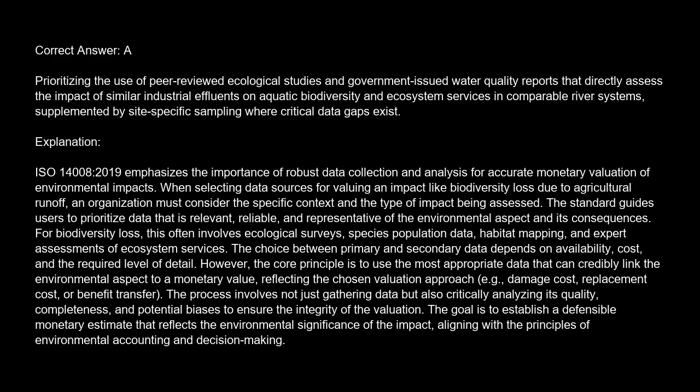When selecting data sources for valuing an impact like biodiversity loss due to agricultural runoff, an organization must consider the specific context and the type of impact being assessed. The standard guides users to prioritize data that is relevant, reliable, and representative of the environmental aspect and its consequences. For biodiversity loss, this often involves ecological surveys, species population data, habitat mapping, and expert assessments of ecosystem services.